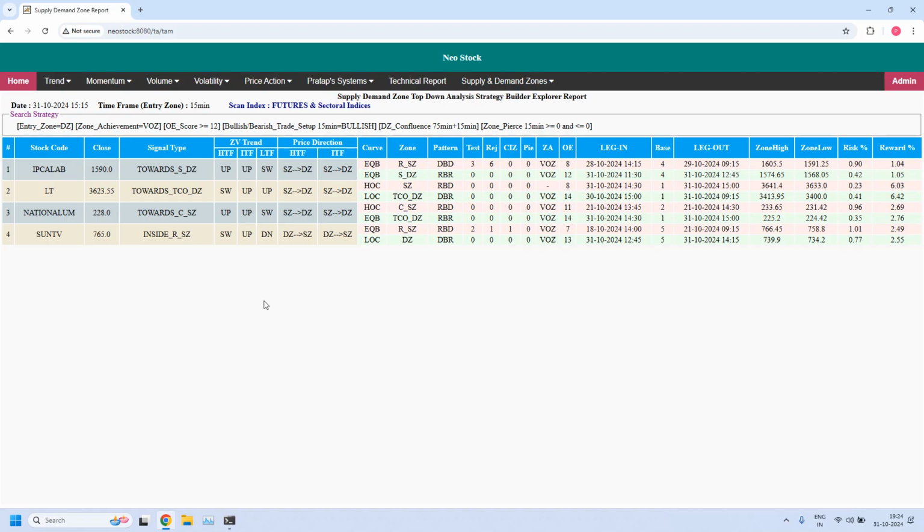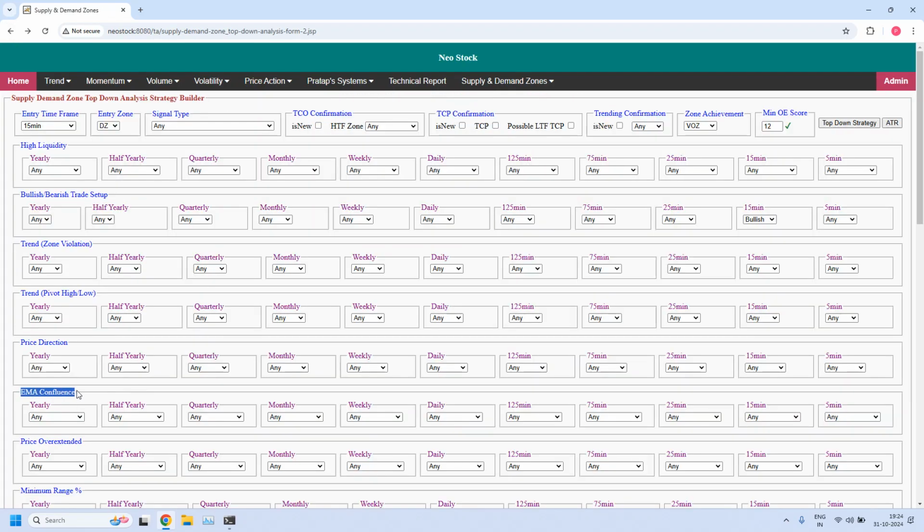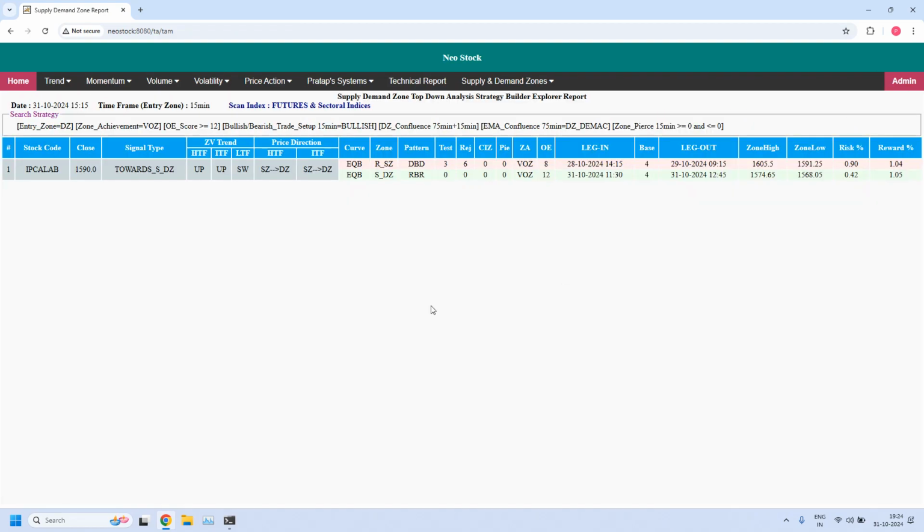Those 75 minutes demand zones, if they are having daily EMA confluence, they are even more high probability setup. Let's verify EMA confluence at 75 minutes time frame. 75 minutes demand zone with daily EMA confluence filter. We got 1 stock. So it is a high probability setup demand zone.